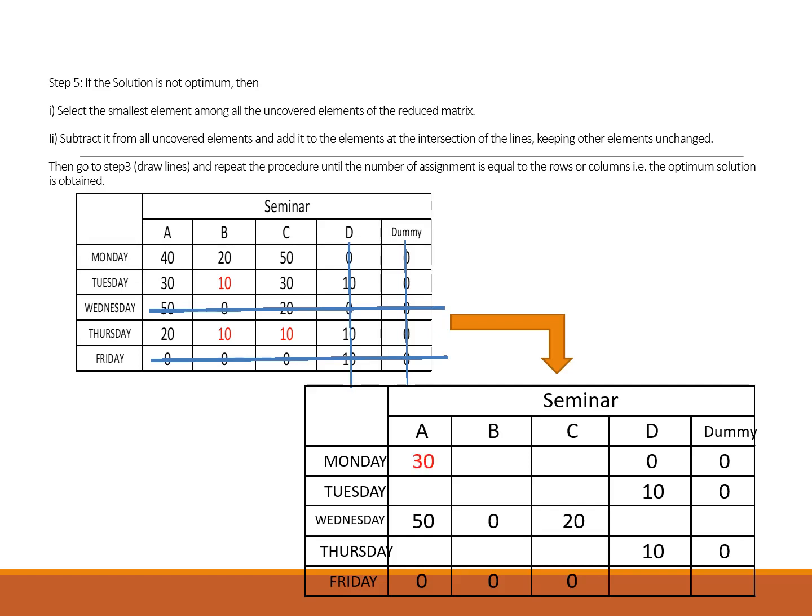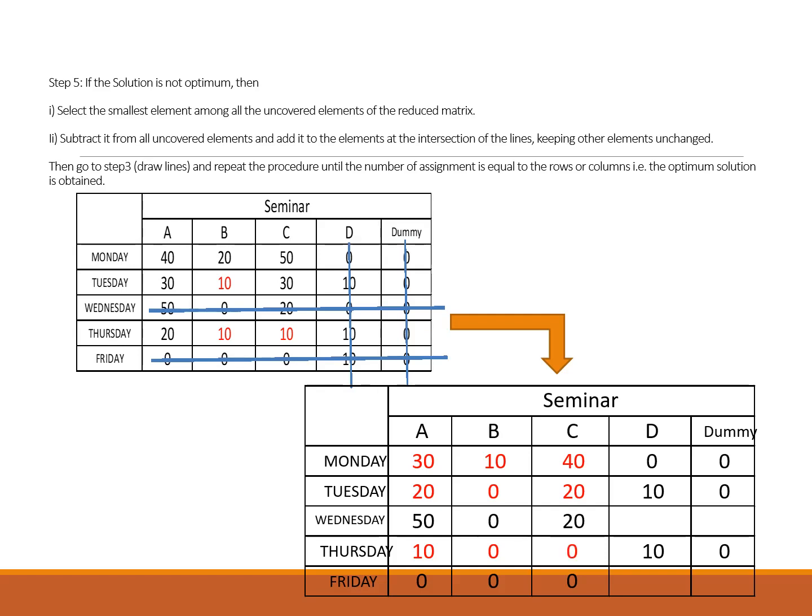So see, 40 minus 10, 30. The next, 30 minus 10 is 20. The next, 20 minus 10, 10. The next, 20 minus 10, 10. 10 minus 10, 0. Again 10 minus 10, 0. Then 50 minus 10, 40. 30 minus 10, 20. 10 minus 10, 0.